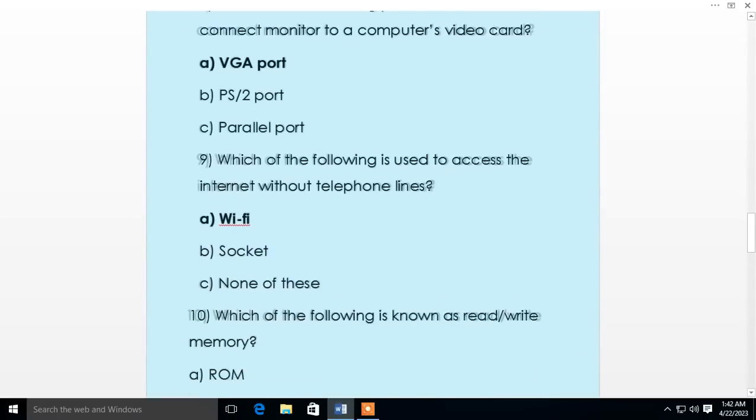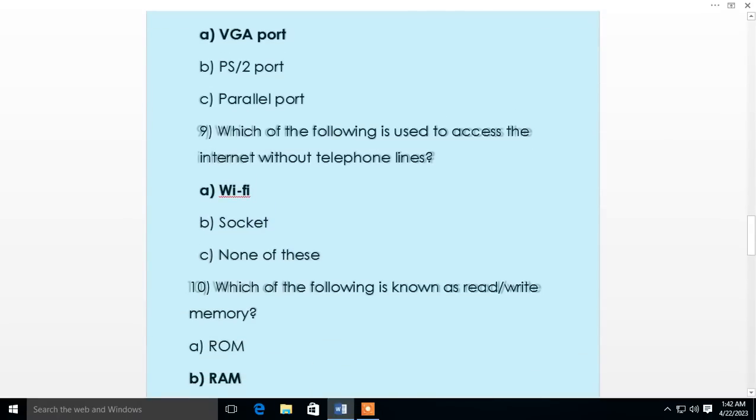Coming to question number 9, which of the following is used to access the internet without the telephone lines? So no telephone lines are there. So there is the first option, you get that Wi-Fi, because the second one is a socket, and then none of these. So Wi-Fi, you know that you don't need any particular access to the telephone lines. So Wi-Fi is the correct answer.